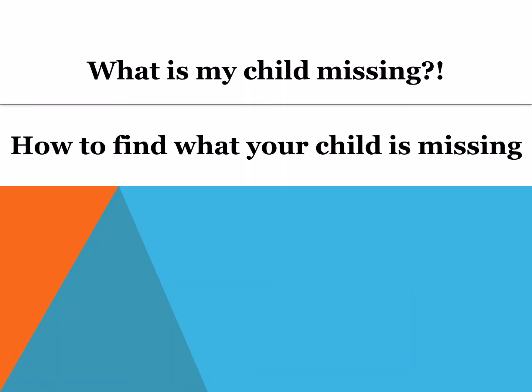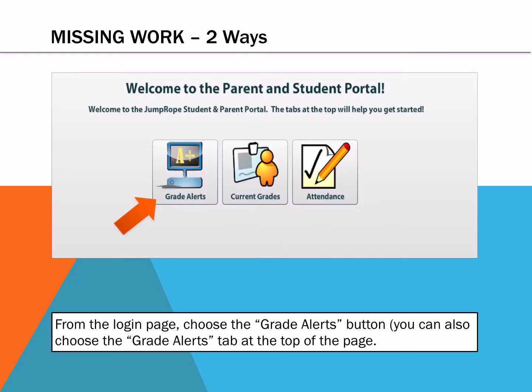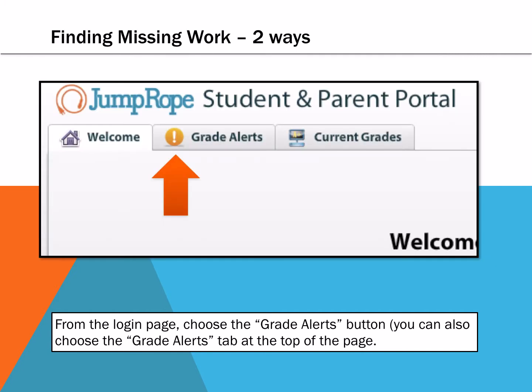So a big question we hear is, what is my child missing, and how do I find out what my child is missing? JumpRope provides a missing work report that you can access. When you go to the welcome page again, you see you have those 3 icons at the bottom or the 3 tabs at the top. You can click on the Grade Alert tab or the Grade Alert icon at the bottom.